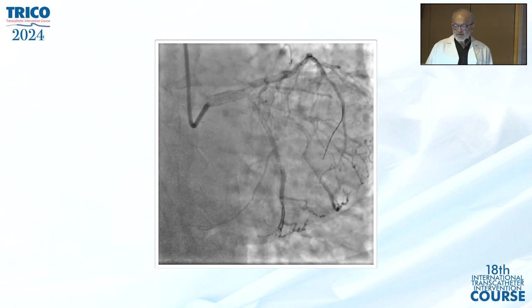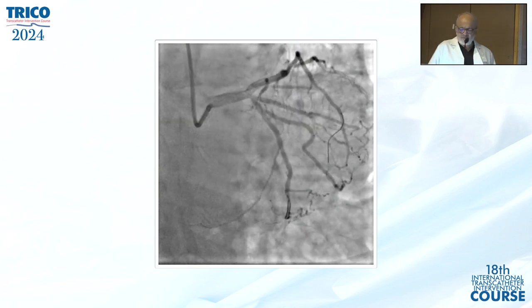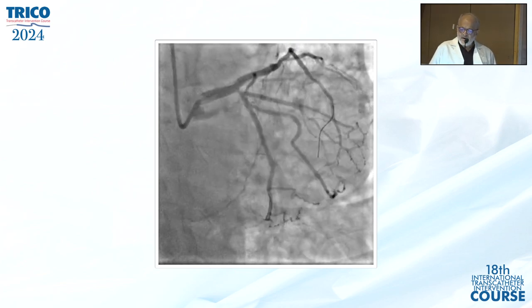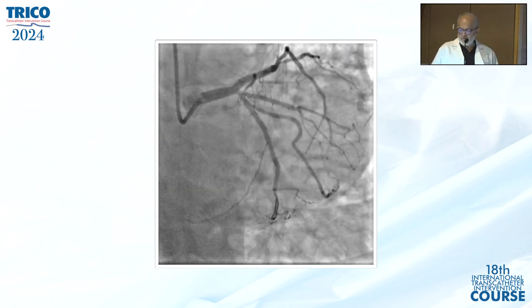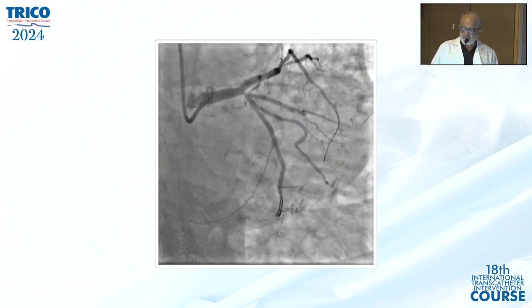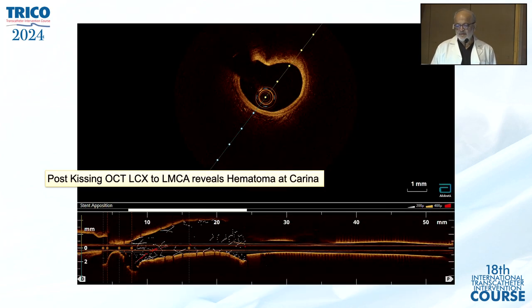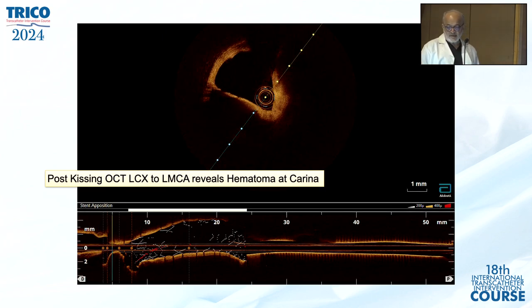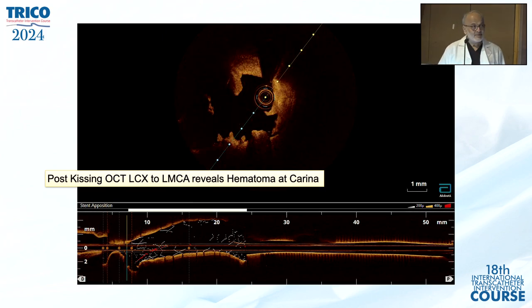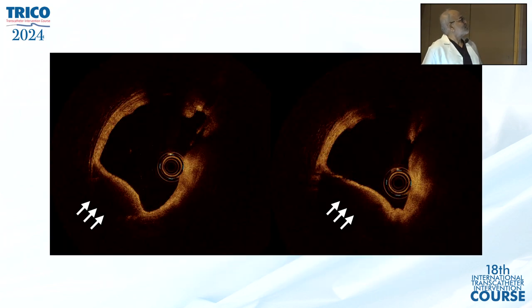It looked like this. The things are almost the same, 10-20% better. So we had a mind of going ahead with another stent, although the artery was not very big. But then we did OCT. Hematoma at the carina. It is a contained hematoma at carina, which mimicked a plaque shift. You can see here.